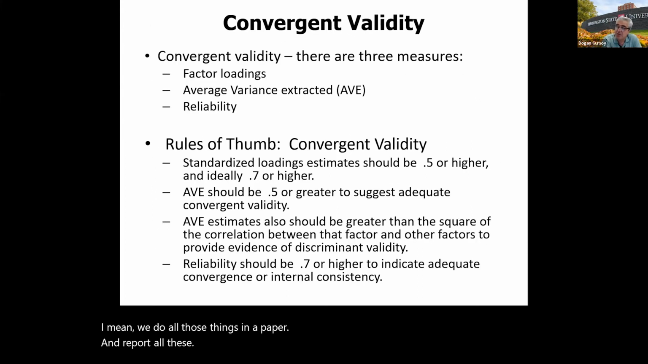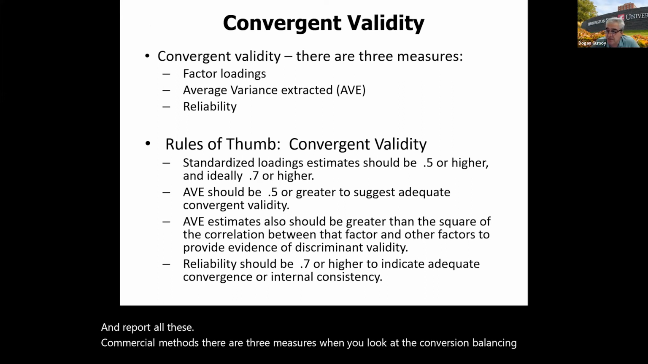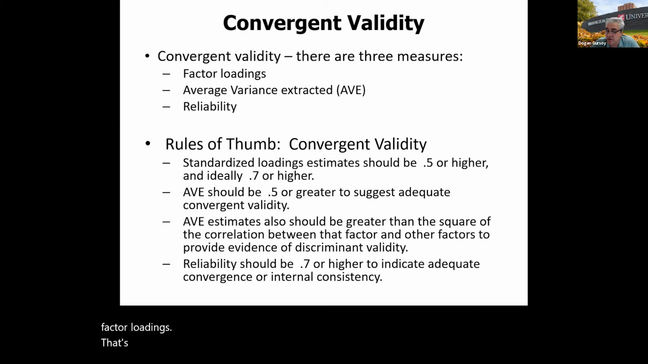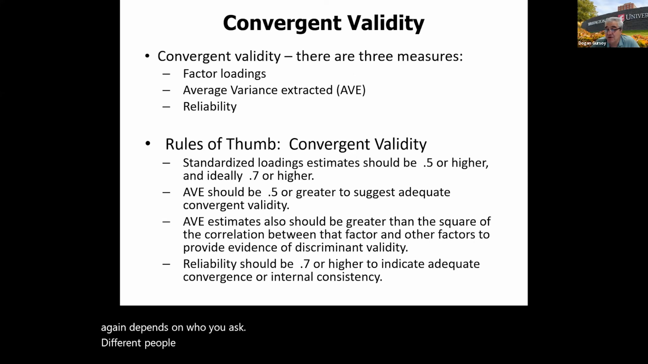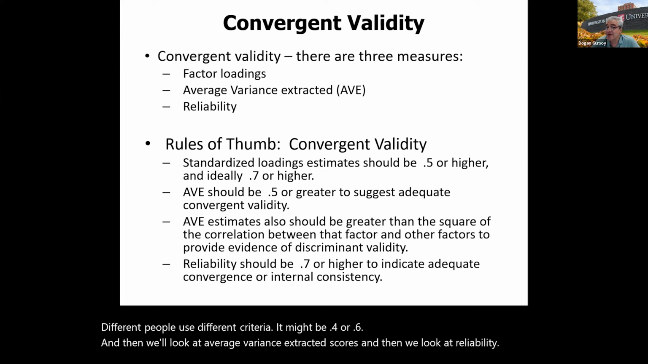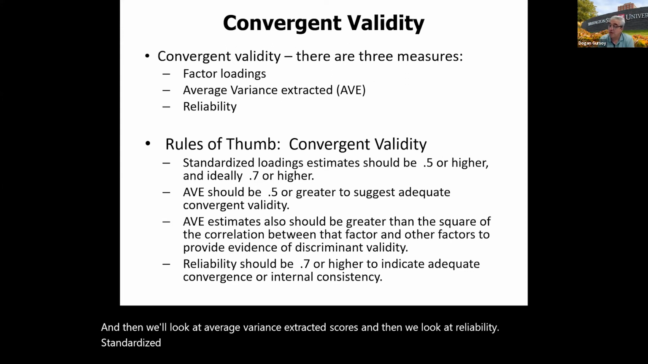Convergent validity, there are three measures. When you look at the convergent validity, the first thing we look at is the factor loadings. What is an acceptable factor loading? Again, it depends on who you ask. Different people use different criteria. It might be 0.4 or 0.6. And then we look at average variance extracted scores, and then we look at reliability. Standardized loading estimates should be 0.5 or higher, ideally 0.7 or higher. It's really hard to get.